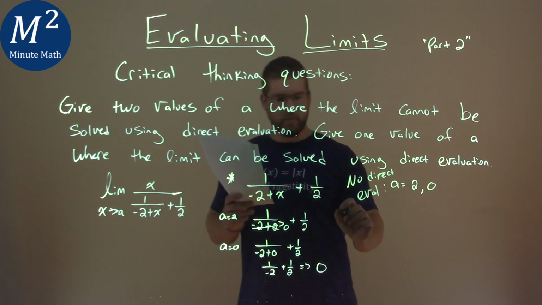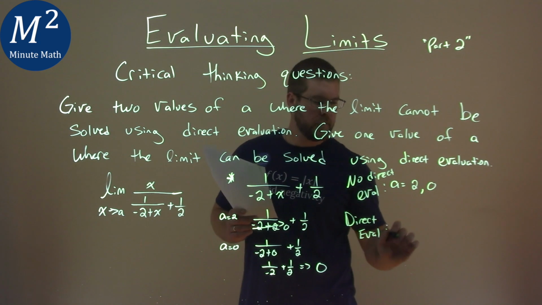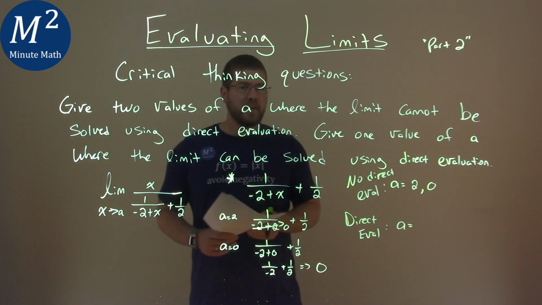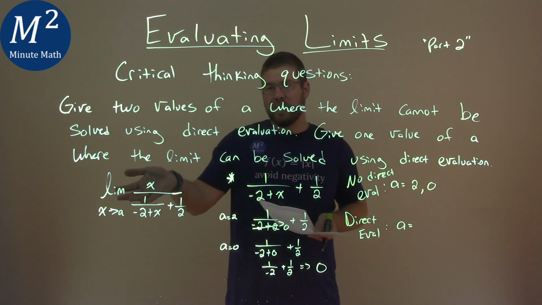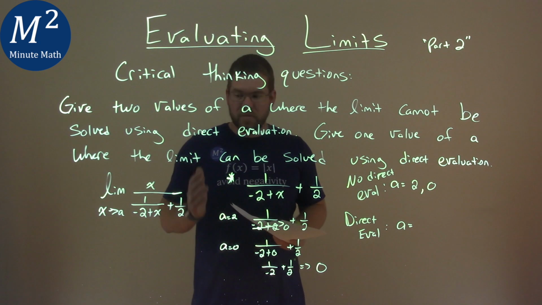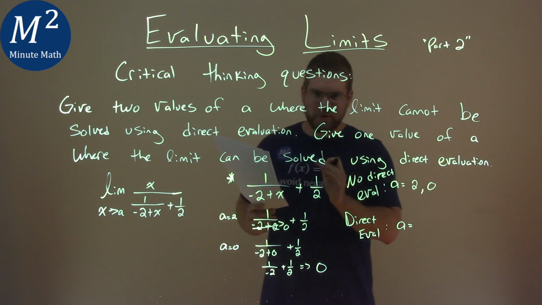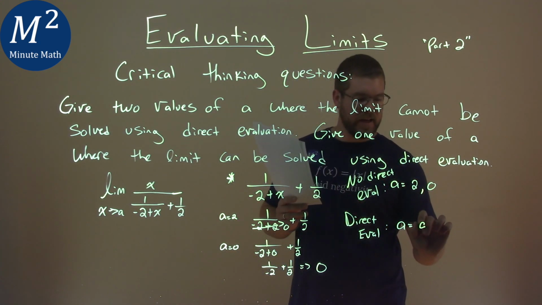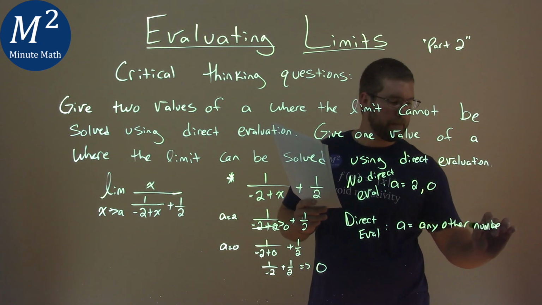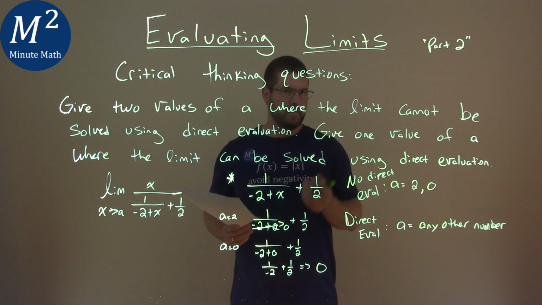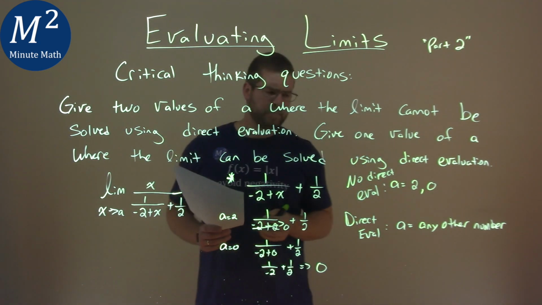But what about direct evaluation? What can a equal? Well, at this point, we've actually exhausted all the possible parts of a rational function here where we would be dividing by 0. So, by our rules and what we know about rational functions, not irrational, rational functions, is that we can really plug in any other number here. And it would work. So pick like 10, and it'll be fine. And that would work for direct evaluation, but any other number besides 2 and 0 would work.